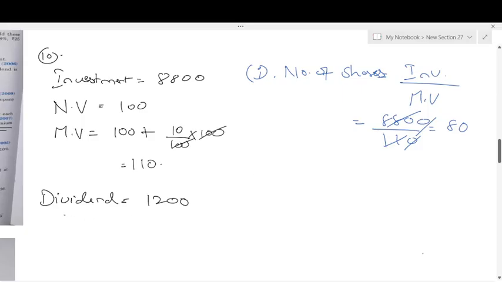Annual income. Annual income is also known as what? Dividend. So use the dividend formula. That's the reason they have given the dividend value. Tell me, dividend is calculated on. Very good. Into number of shares into rate of dividend, right? Yes.